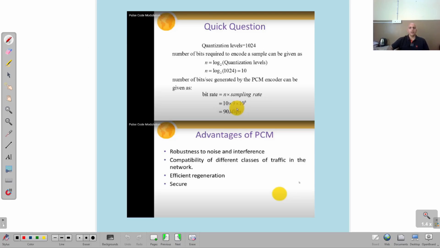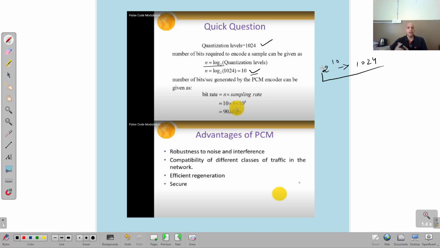So here you can see the quantization level is given as 1024. The number of bits required to encode the sample can be calculated with this formula. The number of bits required is 10, because 2 raised to the power 10 gives you 1024, right? Quantization levels.